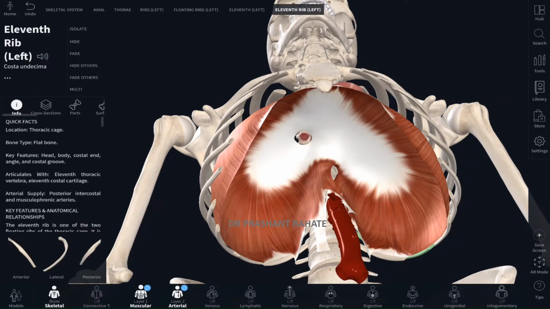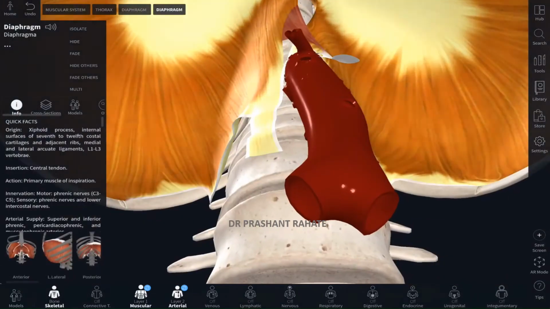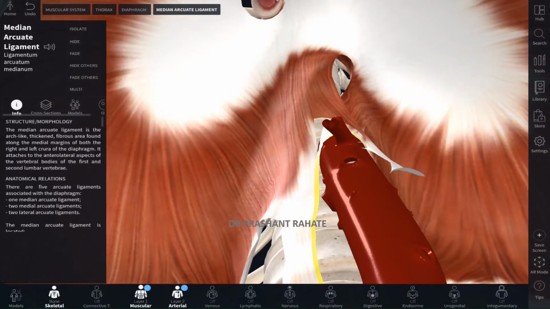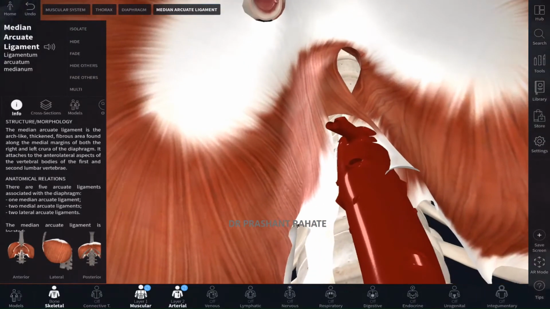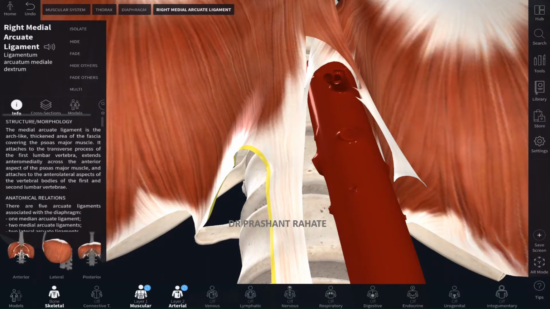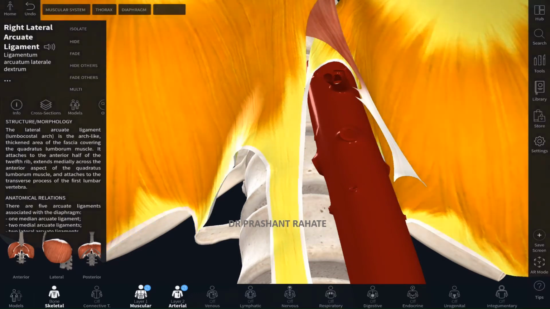And in between the two crura, there is a very strong ligament. This is the ligament, this yellow. So this is the median arcuate ligament. For our knowledge, we will see what is the medial and lateral ligament. This is the medial ligament here and this is the lateral ligament of the arcuate ligament.